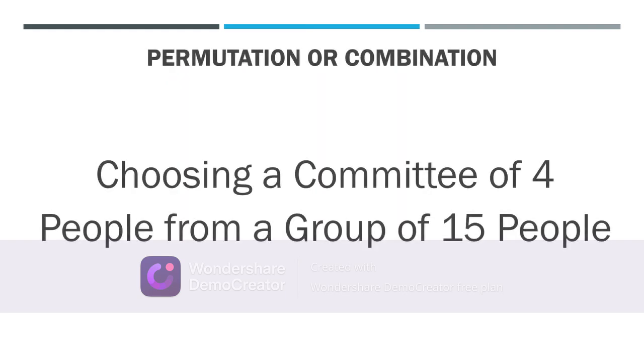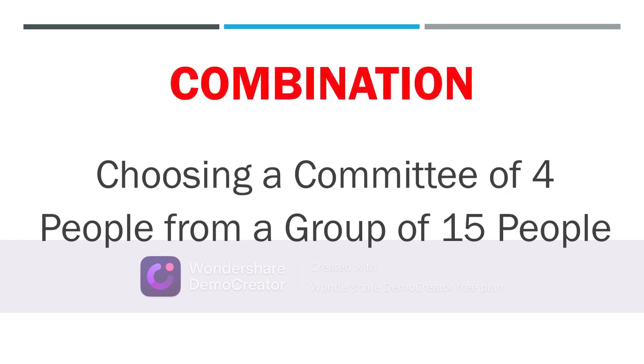Choosing a committee of 4 people from a group of 15 people. This is combination. The order in which you select the committee members doesn't matter. Any combination of 4 people from the 15 would form the same committee, regardless of who is chosen first or last. So that is for permutation versus combination. Remember that permutation involves situations where order matters, while combinations involve situations where order doesn't matter.